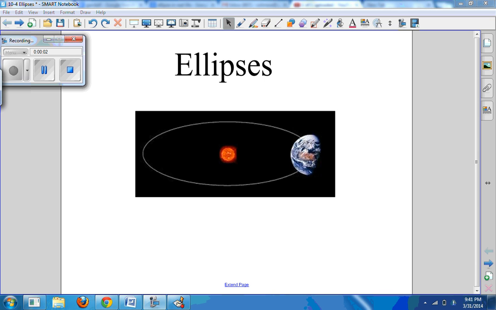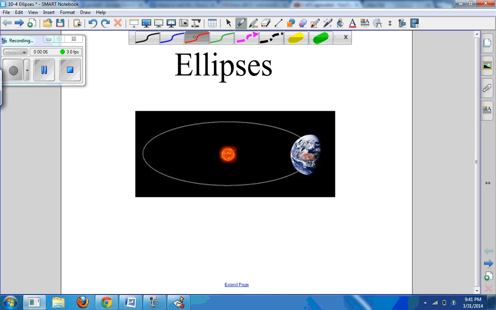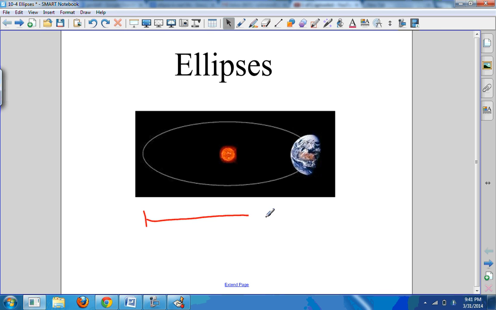Alright, ladies and gentlemen, we're going to look at ellipses. So below I have a nice pretty ellipse of the Earth orbiting around the Sun. Ellipses are oval shaped. There's something important we need to know about an ellipse.